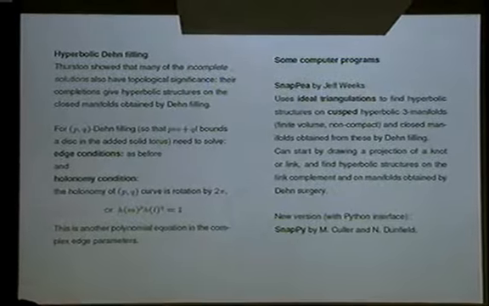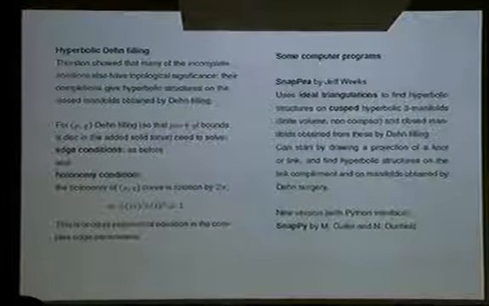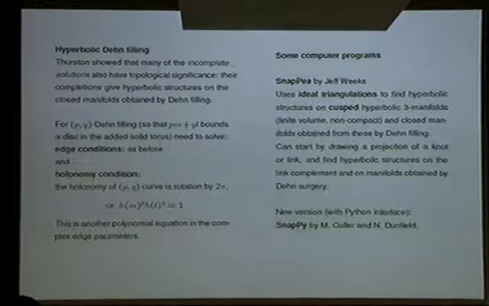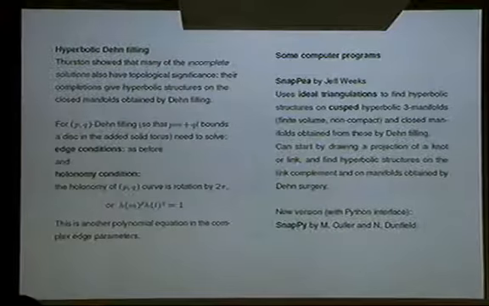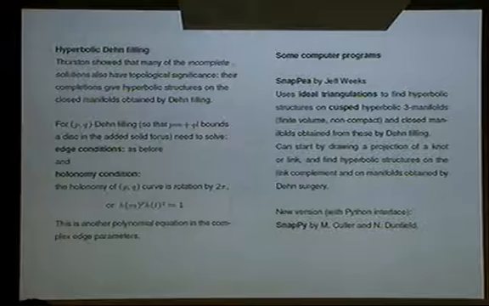Interested in something like a knot complement, you can start by drawing just a projection of the knot or link using a mouse. I guess if I have time, I might give you a brief demo at the end today. And then you can start finding hyperbolic structures on this link complement and manifolds obtained by Dehn surgery. More generally, you could just start with some sort of description of a manifold as a triangulation, an ideal triangulation.